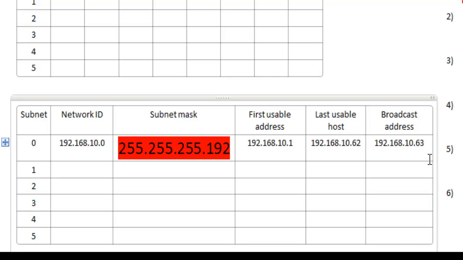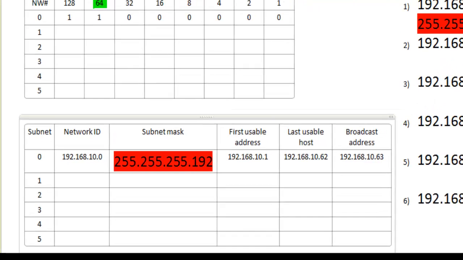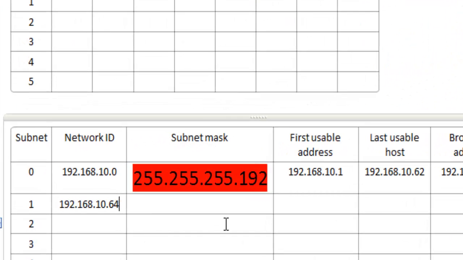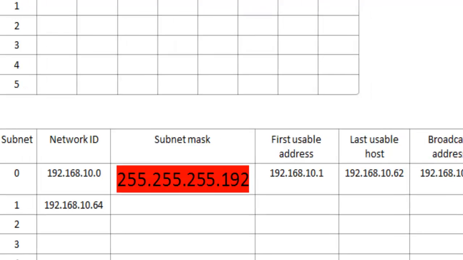So now, since this one is 63, our next network ID will be 64 because we have this one here 64. So this is subnet 0, it goes all the way to 64. So our next network ID will be dot 64. But from 64, what is the next magic number? From 64, it goes to which number? That's how we decide by this one, the second largest.